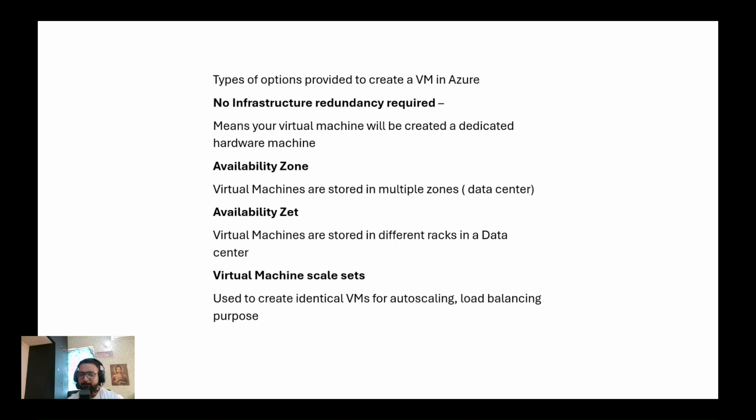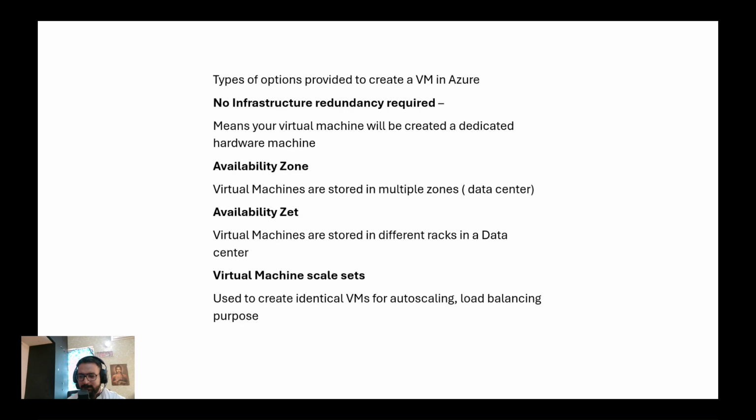Okay, types of options provided to create a VM in Azure. No infrastructure redundancy required. This means your virtual machine will be created in a dedicated hardware machine. If the hardware machine fails, then you will lose your virtual machine. Availability zone. Virtual machines are stored in multiple zones, like multiple data centers. Your virtual machine is spun across multiple data centers in the same region.